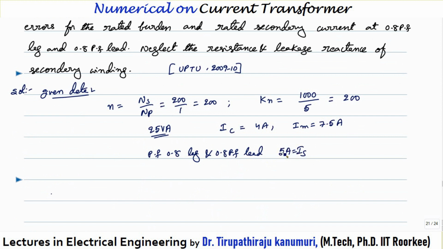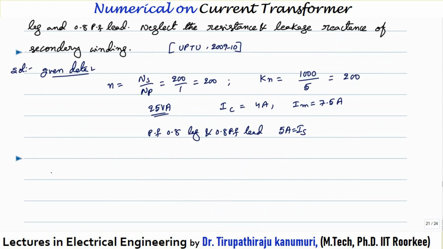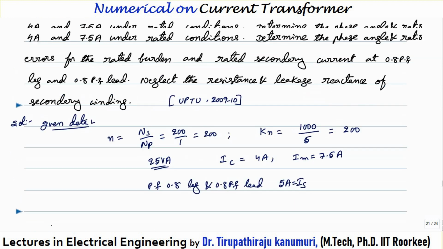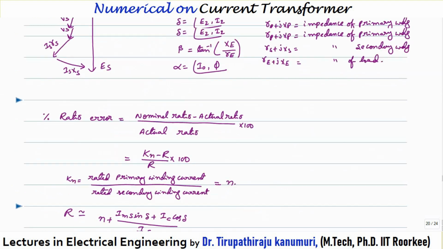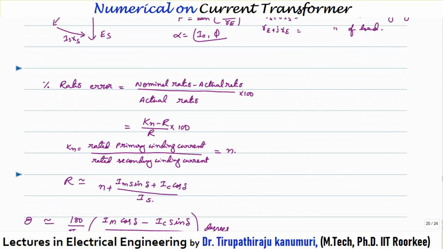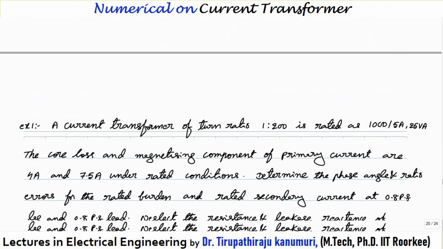So with 5 ampere secondary current and these power factor conditions, we have to calculate the errors in two cases. It is also mentioned to neglect the resistance and leakage reactance of the secondary winding. In the equivalent circuit that we have drawn, there is Rs and Xs, and these are neglected. That means Vs will be in phase with Es, because this component is not there. Vs and Es will be in phase with each other, which means delta is equal to beta only. So let us proceed further.